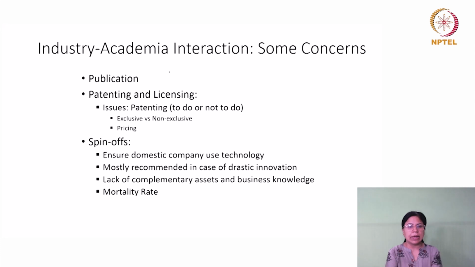Another type of interaction happens through the spin-off. Here what you find is that domestic companies are using the technology which is now being created through the universities. Many times spin-offs, as an example of taking technology from university to the masses, are supported in cases where there is a drastic innovation, where not many industries may come forward to produce the product, or there is a lack of complementary assets and knowledge. But we have also found that there is a high mortality rate: after leaving it for certain times, either the company may not continue or it might be absorbed by another big company.